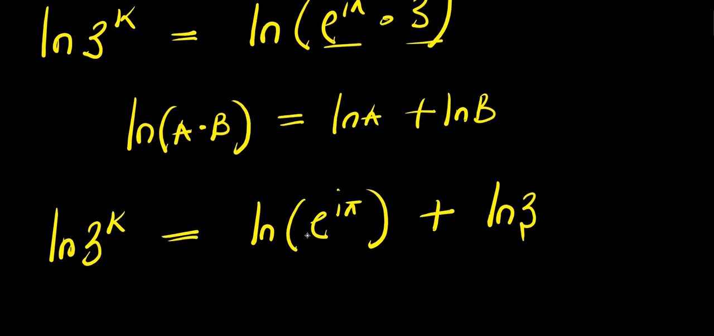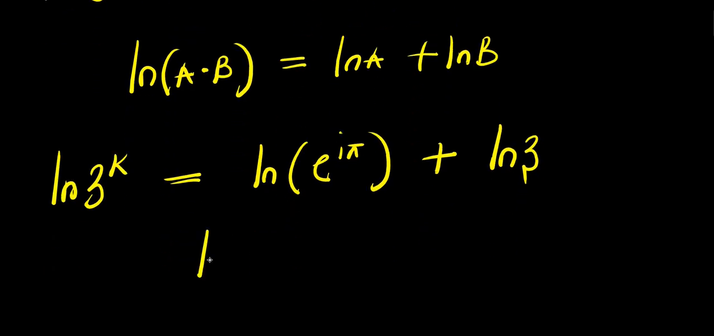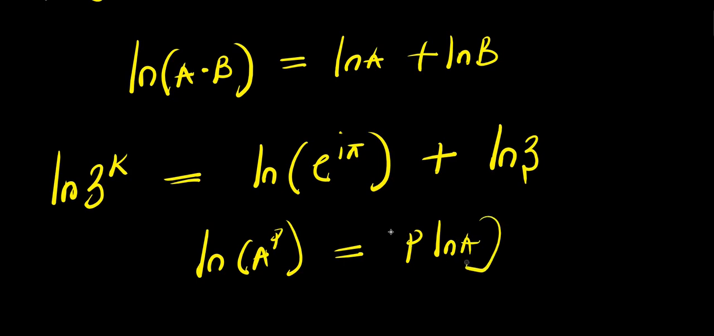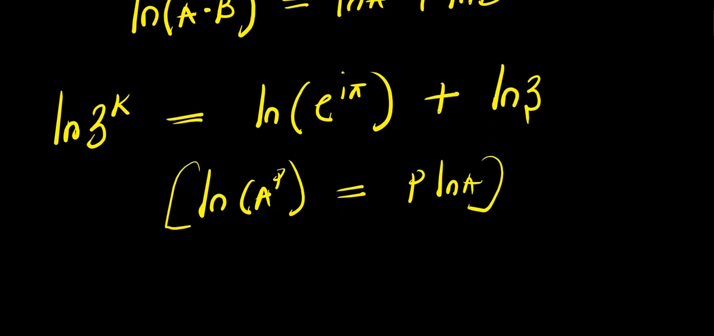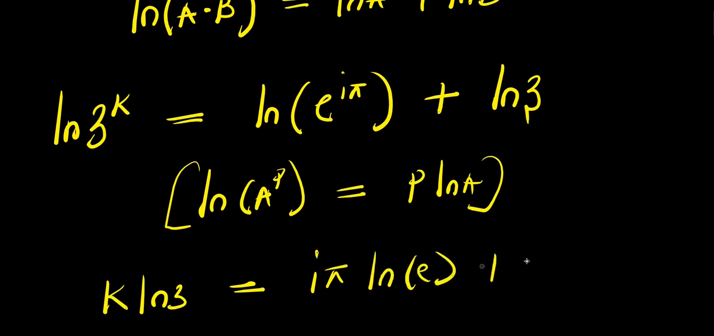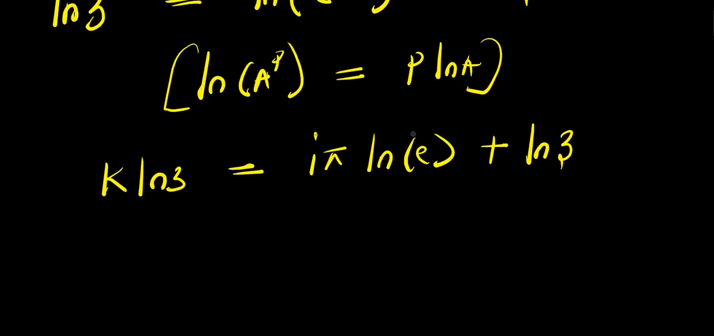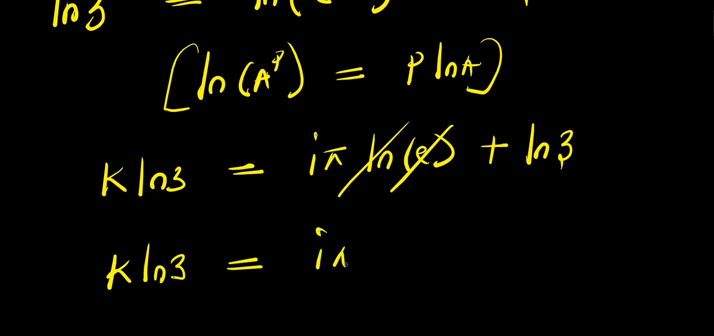So right now, if you have natural log of a power b, this equals b times natural log of a. So that means we are going to have k times natural log of 3 equals i times pi times natural log of e plus natural log of 3. So from here, natural log of e eliminates the natural log. So what we are going to have here is simply 1. That means we have k natural log of 3 equals i times pi plus natural log of 3.